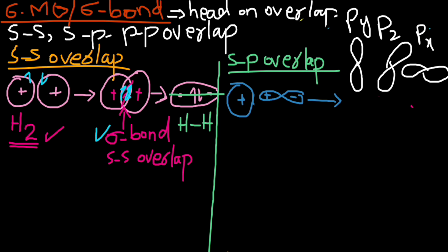Now let's talk about sp overlap. The s orbital can overlap with the p orbital, resulting in a sigma bond or sigma molecular orbital. As you know, the p orbital has three degenerate orbitals, px, py and pz, that are differently oriented in space. One of the p orbitals, either px, py or pz, overlaps with the s orbital and results in a sigma bond.